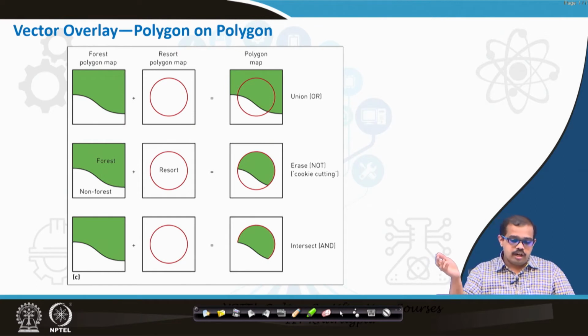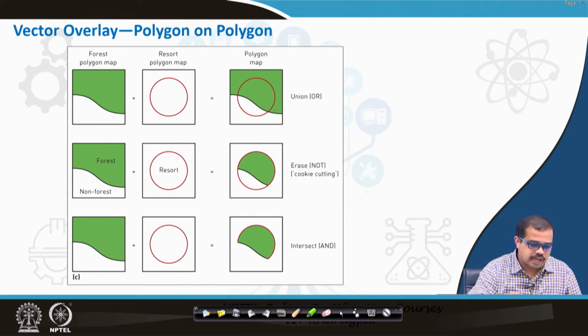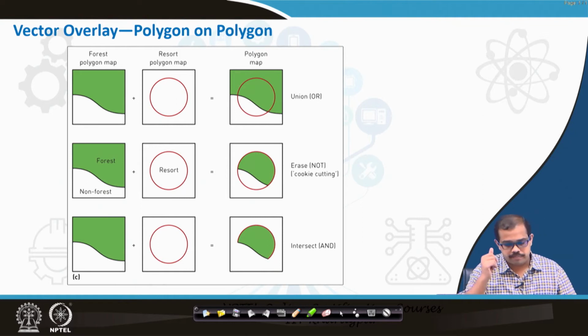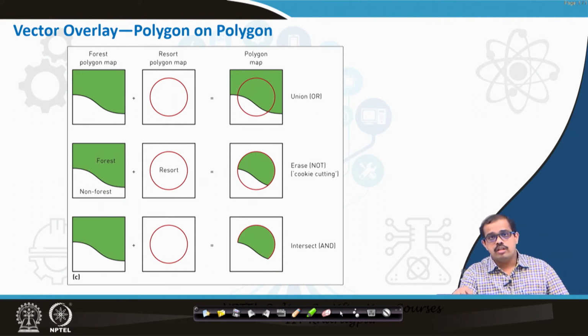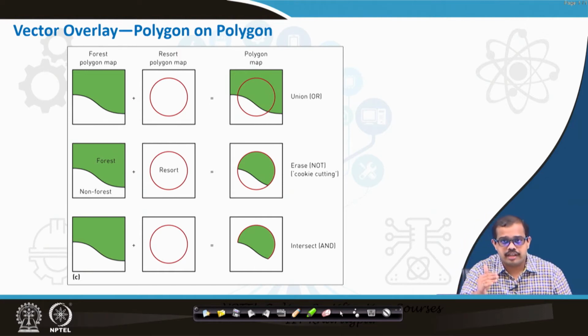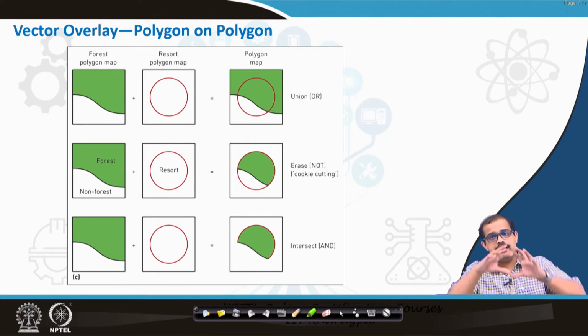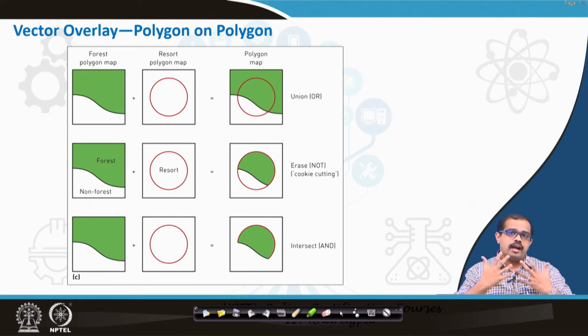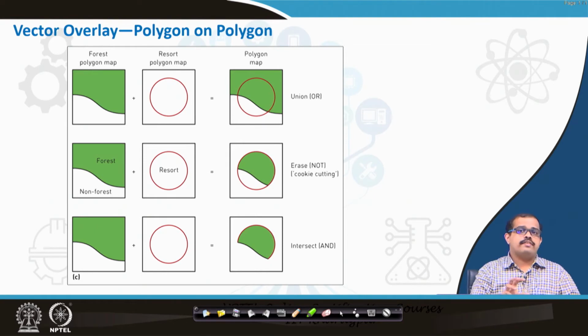For example, if I have a forest map and a resort map, and I want to know what percentage of forest falls into this resort area, as simple as this, use a NOT operation of Boolean. So, what I am trying to imply is that any operator can be easily applied in any kind of analysis in GIS. The only thing is that it has to be logical.